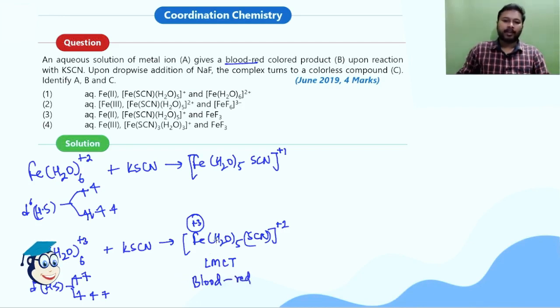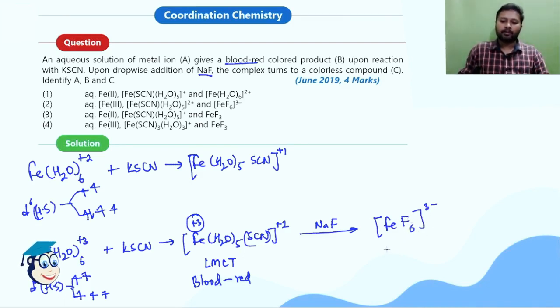Now in the next, what they are doing is they are adding dropwise NaF. So they are now adding NaF to it. If you add that, slowly, the fluoride ion is going to replace all these ligands from this iron. So the complex we are going to get is [FeF6]3-. So iron is in +3 oxidation state here as well, but the ligands are changed to fluoride.